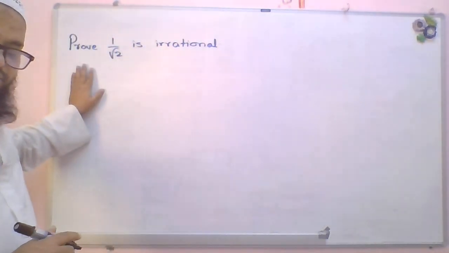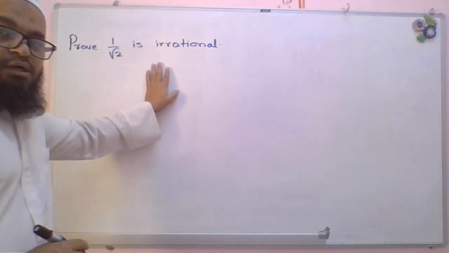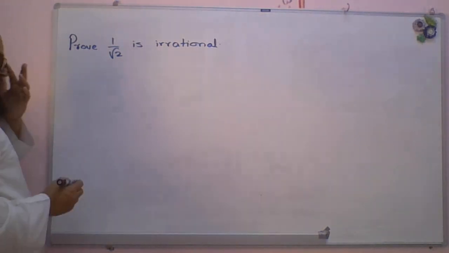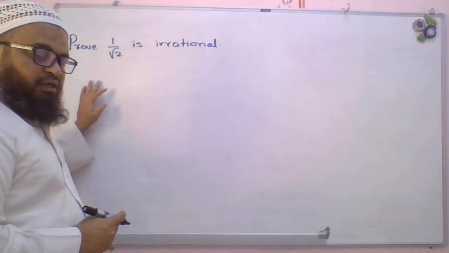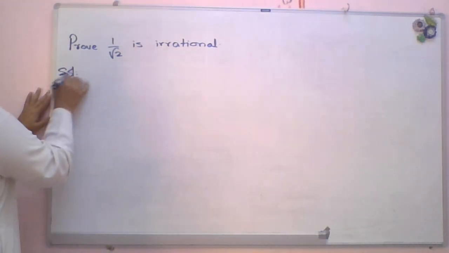This is a problem sent by one of the students. He has a doubt in it. Prove 1 by root 2 is irrational. See, usually students do reciprocal because we prove all this irrationality by contradiction method, right? So, first, what is the first step?